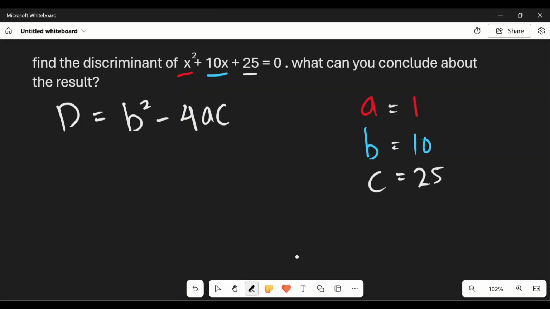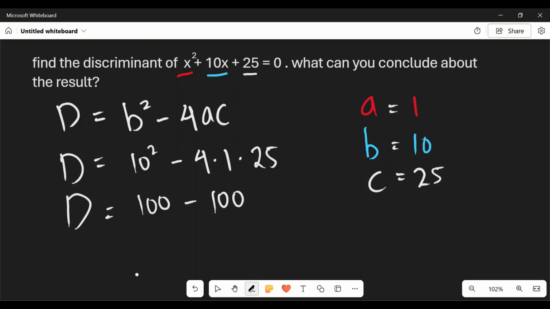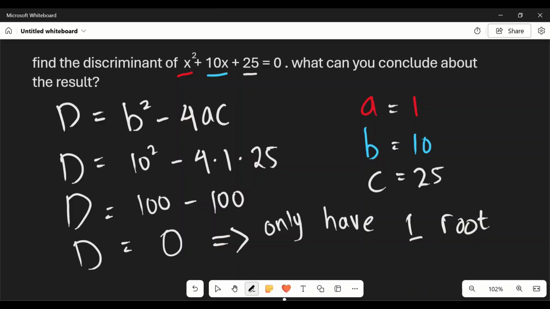Then we can substitute into the formula. Then we compute this, and the result is 0. Because the discriminant is 0, we can conclude that the equation only has one root.